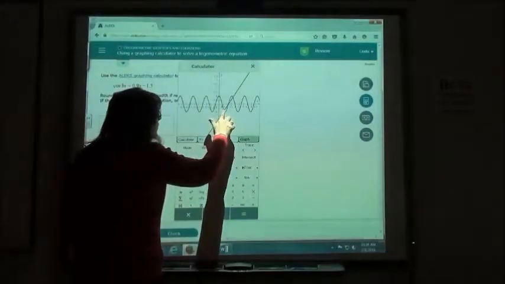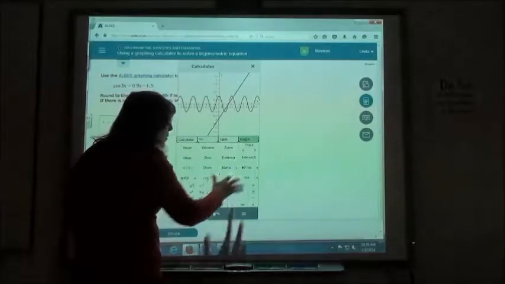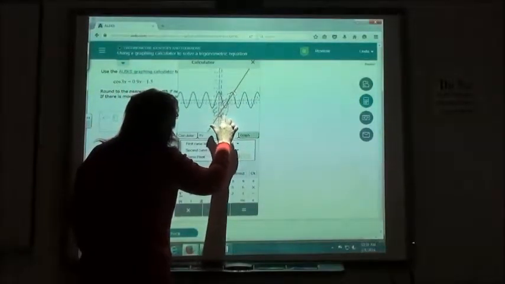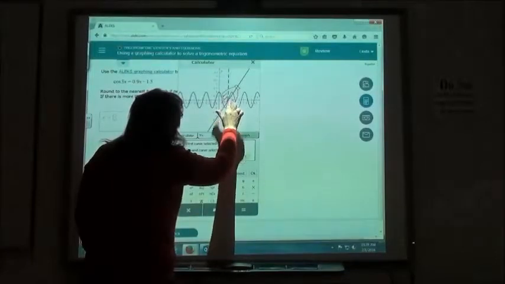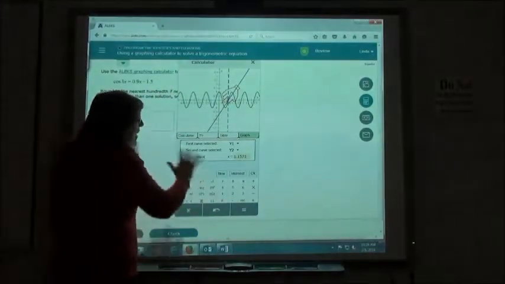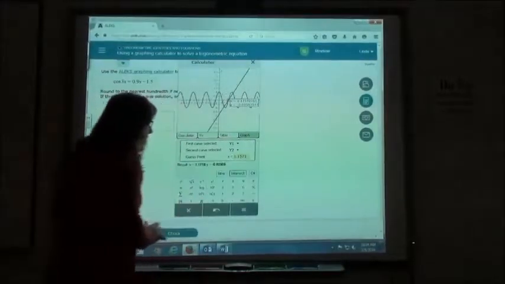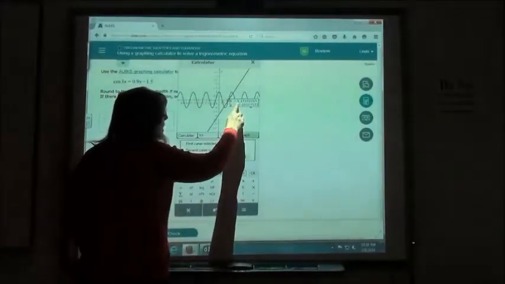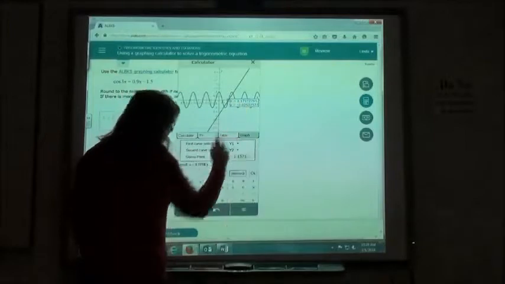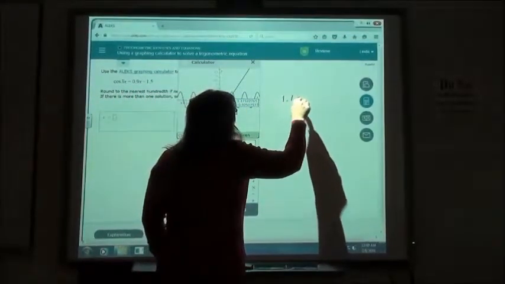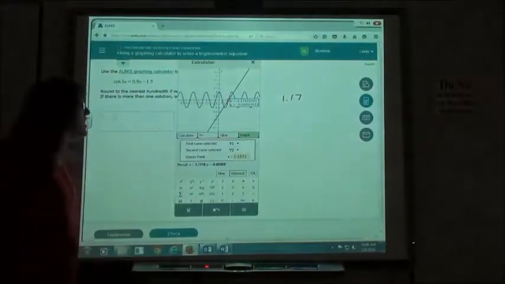So I did this first intersection. Now I want to do the second one, so I'm going to click intersect. And now I'm going to drag that over to as close to the second one as I can get. Again, it doesn't have to be exactly on there, just close. Click the word intersect, and here we see we have 1.1718, so 1.17 would be our second solution.